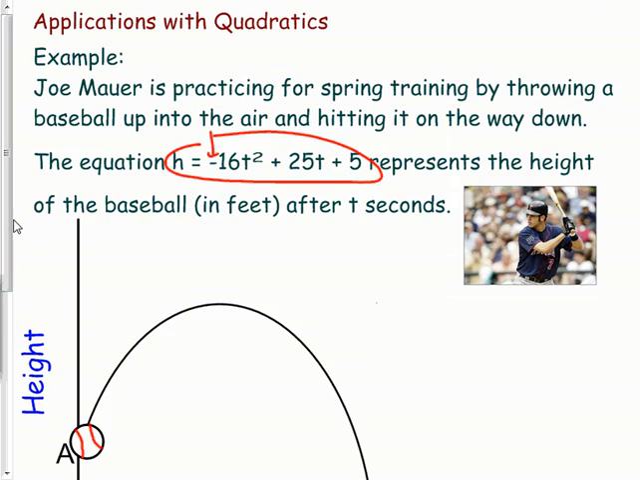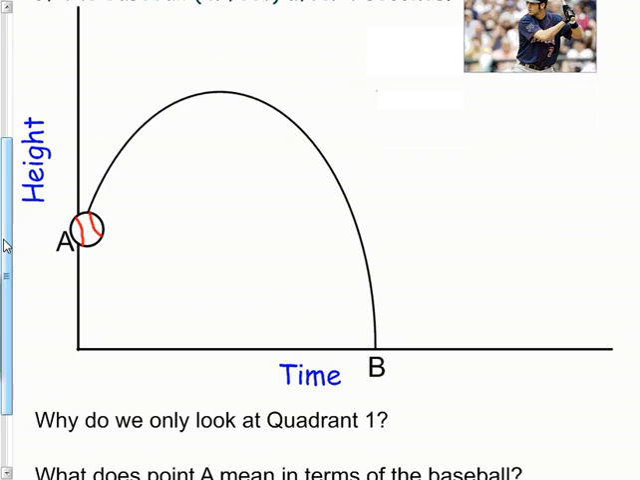Now, this one's about baseball. Joe Mauer is practicing for spring training by throwing up a baseball in the air and hitting it on the way down. The equation here represents the height of the baseball after t seconds. Notice what we have here is height and time. So this is not a place. It's not a distance. That's actually a time. You get what I'm saying?